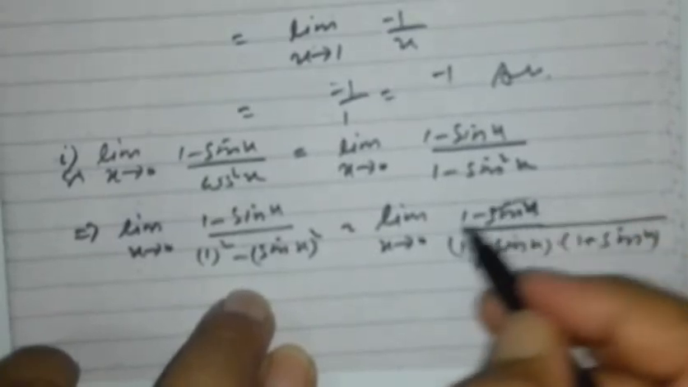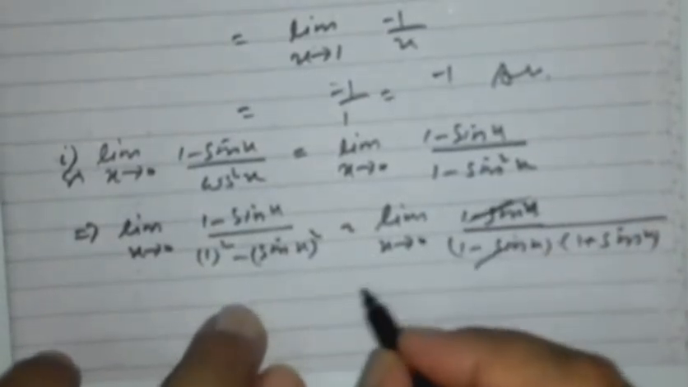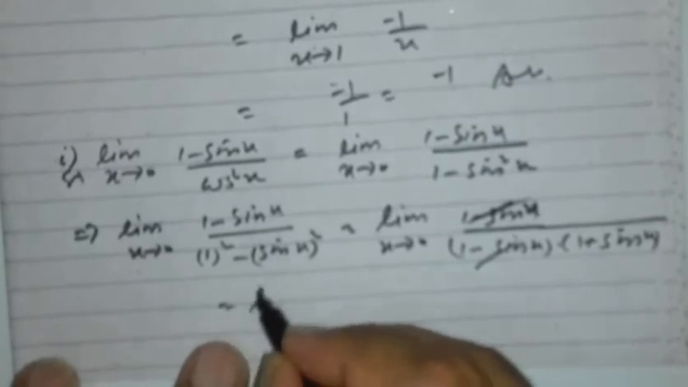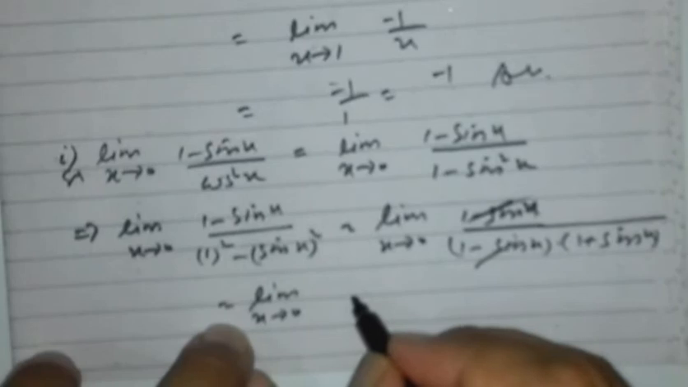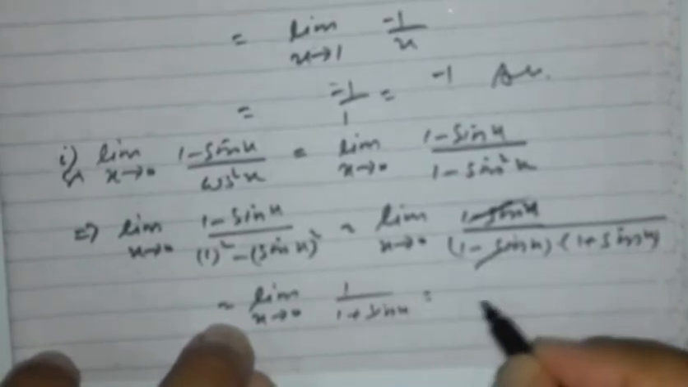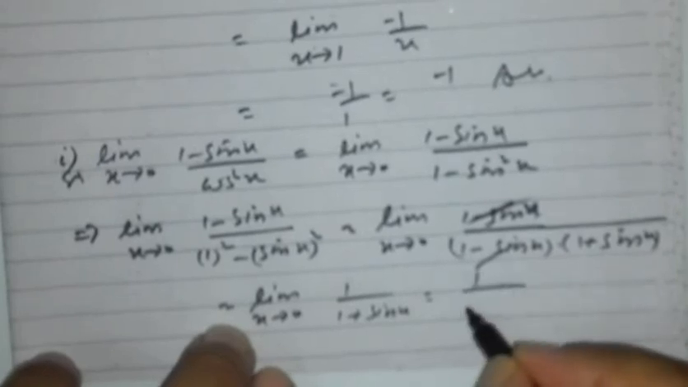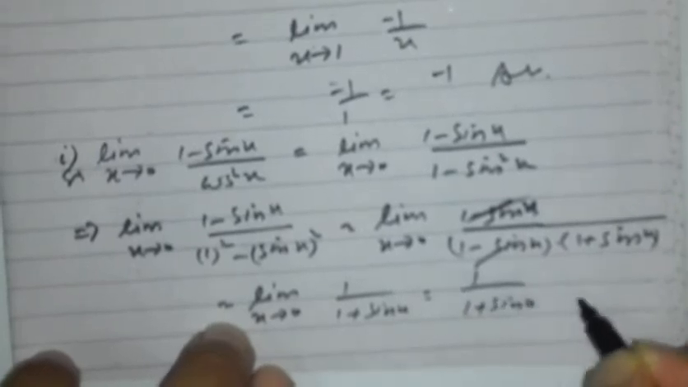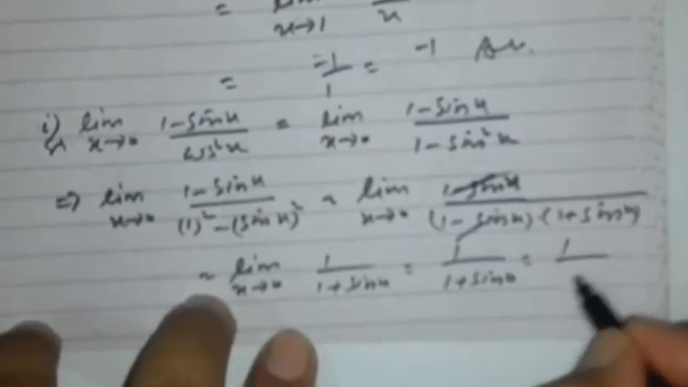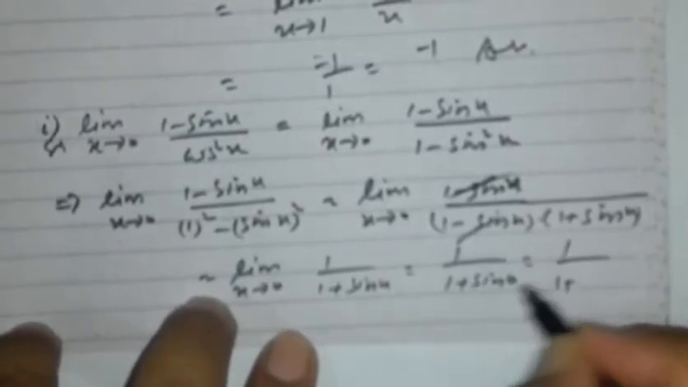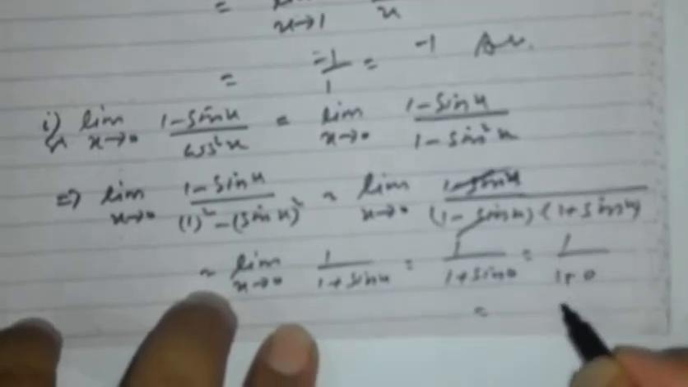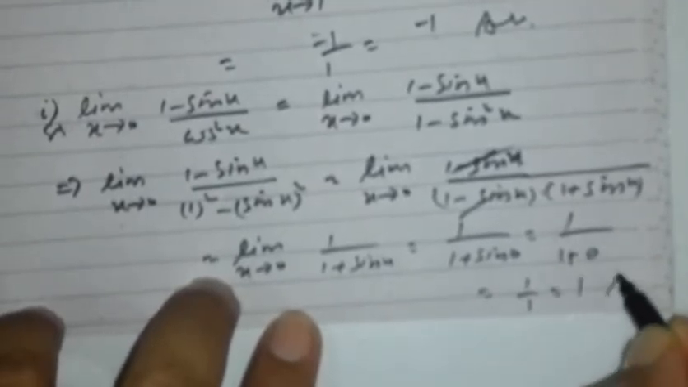1 minus sin x cancels with this 1 minus sin x, so we get limit x tends to 0, 1 over 1 plus sin x. Now put the limit value, 1 over 1 plus sin 0. Using a calculator we will find that the sin 0 value is 0, so 1 over 1, which is 1, is the answer.